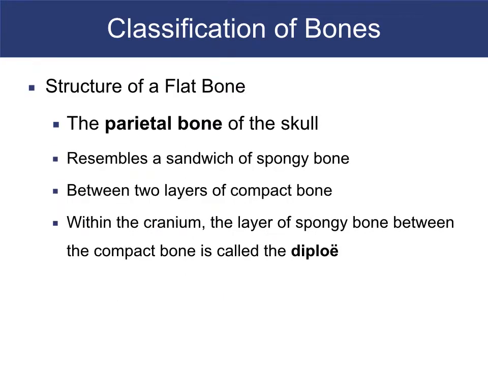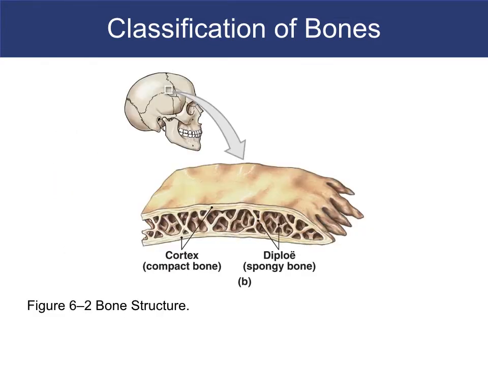Structures of flat bones. The best example of flat bones are your skull bones. They're very flat. They look like a sandwich. They have a little bit of compact bone on the outside and on the inside, and in between there is some spongy bone. The little bit of spongy bone that lies between the two layers is called the diploe, D-I-P-L-O-E. I don't know why. Diploe, two, it's got two layers, it's stuff in the middle, I don't know.